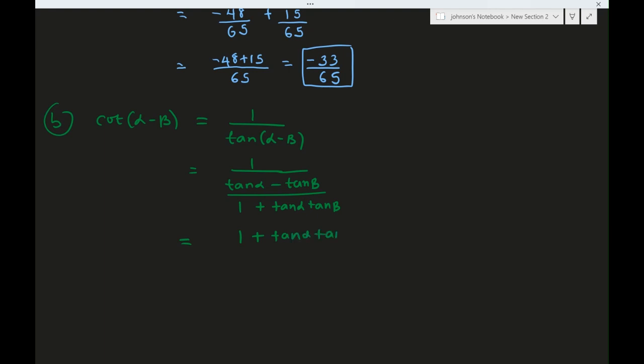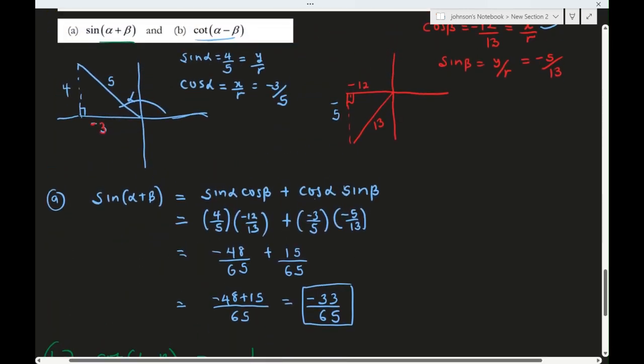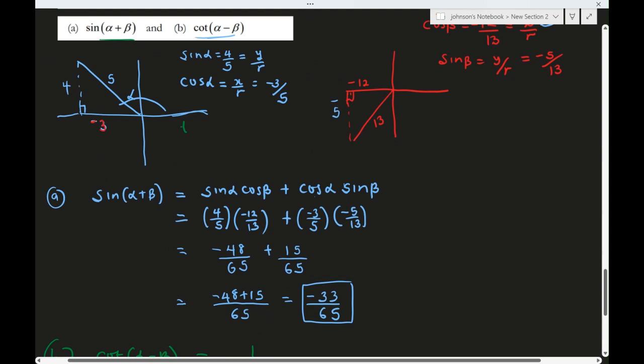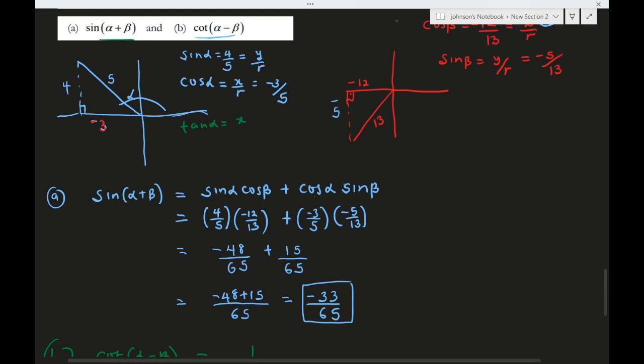plus tan alpha tan beta over tan alpha minus tan beta. Now this is 1 plus, what is tan alpha? You need to go back here to get tan alpha. Tan alpha is y over x, which should be 4 over minus 3. So it will be minus 4 over 3.